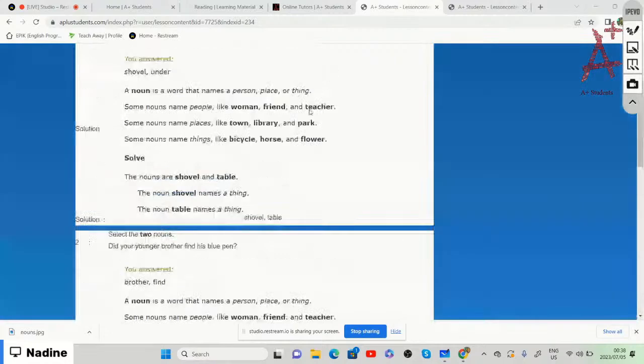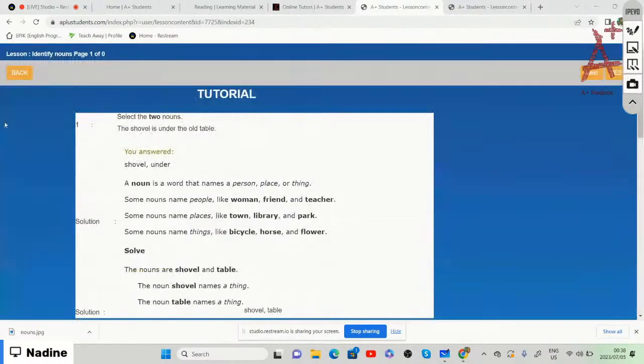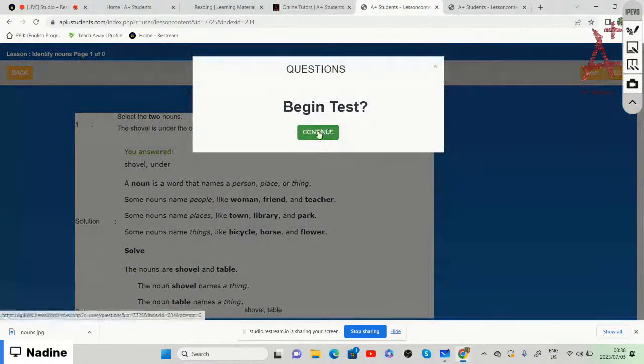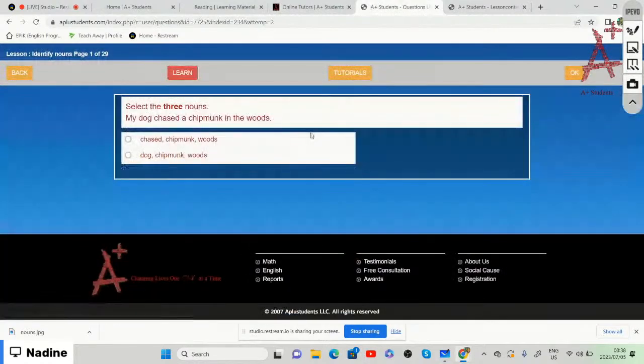All right. So now that is identifying nouns. Let's go to a little test to see if we will be able to identify nouns. They say we need to choose three nouns within the sentence. My dog chased a chipmunk in the woods.